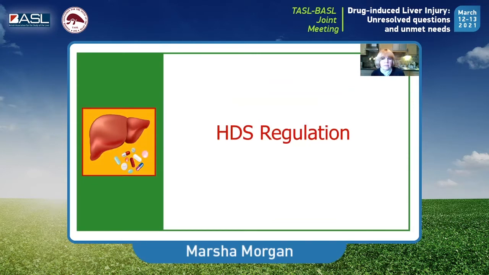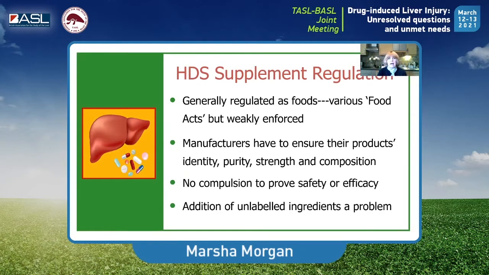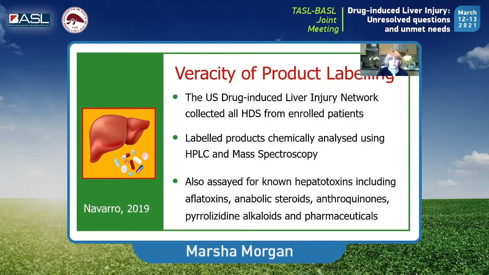One of the major problems is the regulation or lack of regulation of these products. There's no global consensus on the definition or categorization of the products, so they can be treated differently in regulatory systems across the world. They are, however, generally classified as supplements and as such are regulated as foods. There are various food acts, but these are very weakly enforced. Manufacturers have to ensure the identity, purity, strength, and composition of their products, but there's no compulsion on them to prove safety or efficacy. And the addition of unlabeled ingredients is a significant problem.